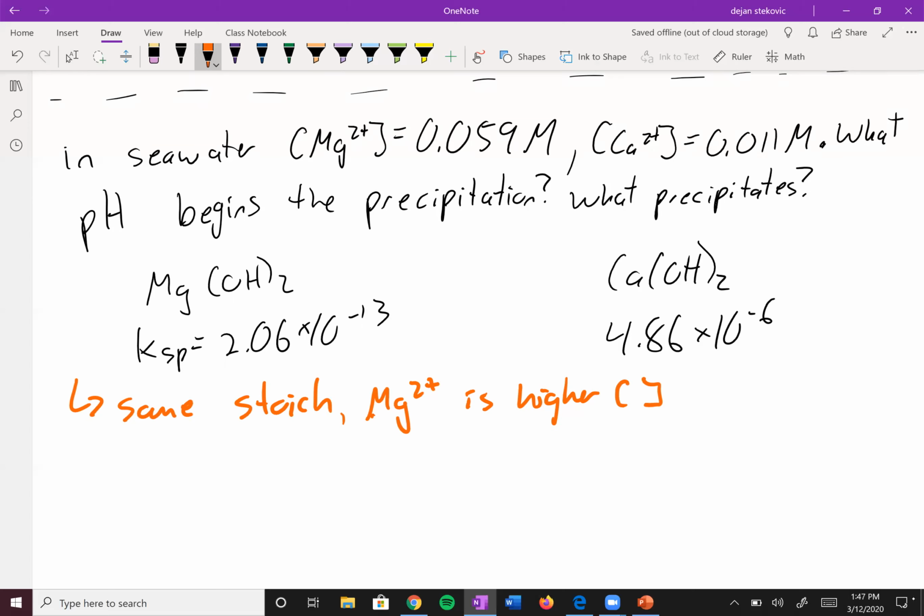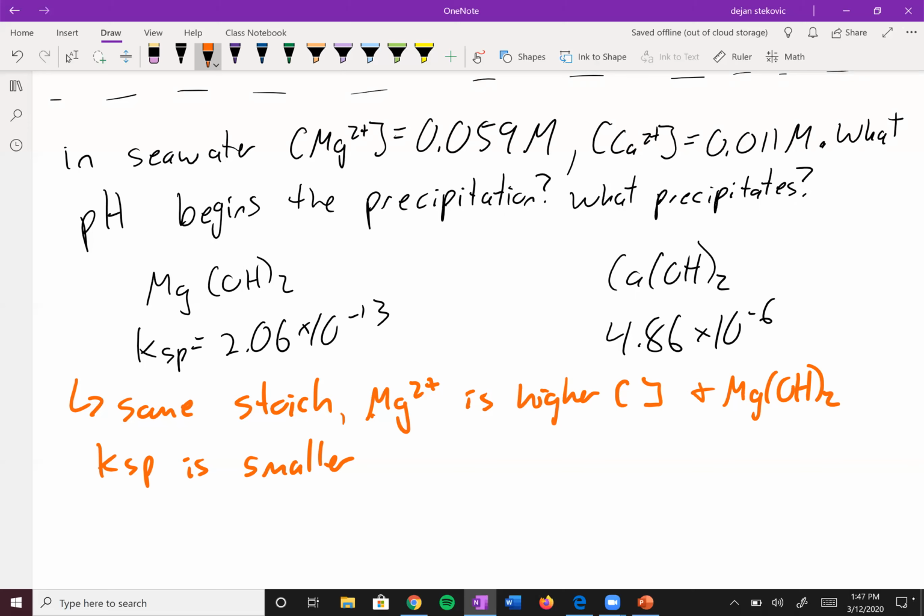And what about the Ksp? Do we want to look at which one's smaller or which one's bigger? We want to look at which one's smaller. So which one's smaller? Right, the magnesium hydroxide Ksp is smaller, and it's significantly smaller. The difference between -13 and -6 is about 10 to the 7. 10 to the 7 is what? 10 million? Right, so it's a 10 million difference.